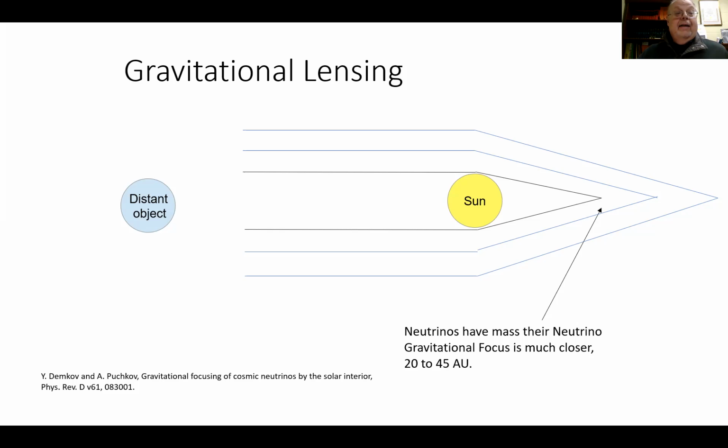And unlike the light gravitational lensing, which is 550 to 700 astronomical units away, where no man-built spacecraft has reached yet, the Voyager space probe is only 165 astronomical units away from the Earth, and it's been traveling for almost 45 years.